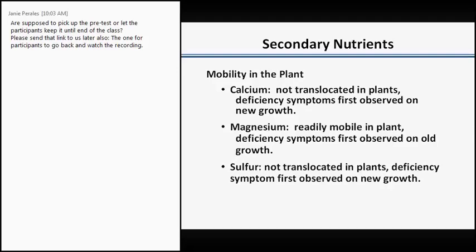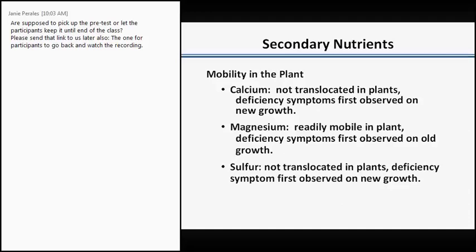Magnesium is typically going to be in the 0.1 to 0.5%. Sulfur is going to be similar to that, 0.1 to 0.5%. I've seen the sulfur as high as 1%. So a little bit lower magnesium and sulfur, actually very similar to phosphorus, whereas calcium is more similar to the nitrogen and potassium in most plants.